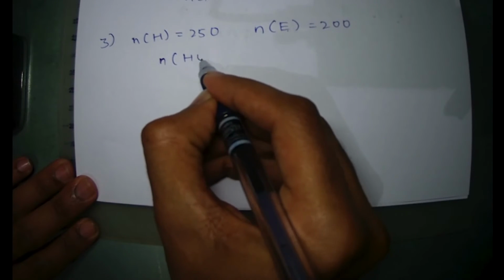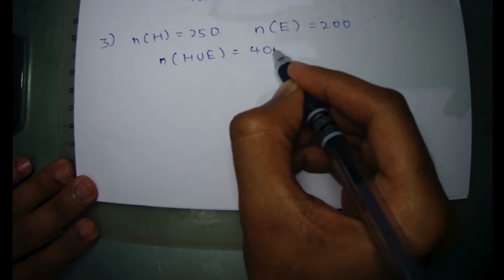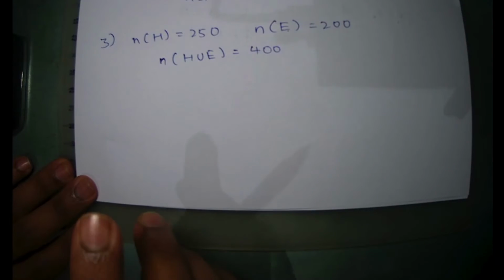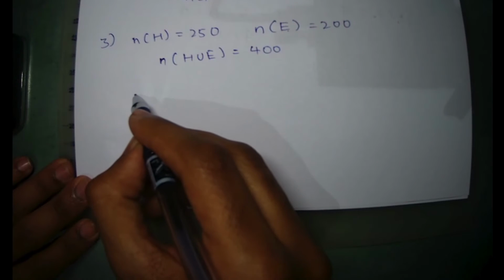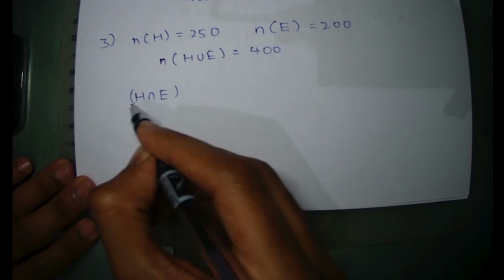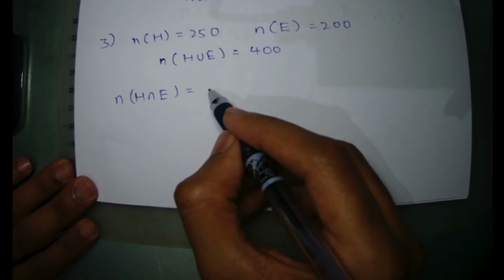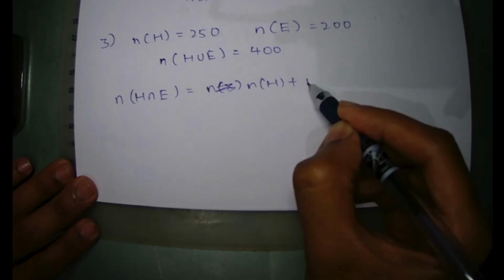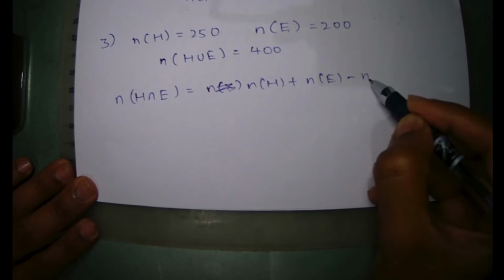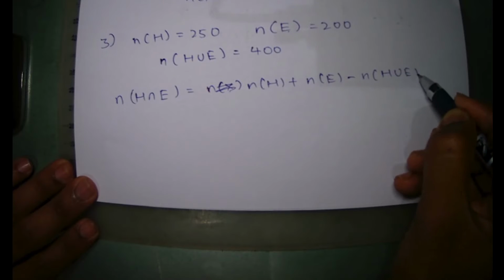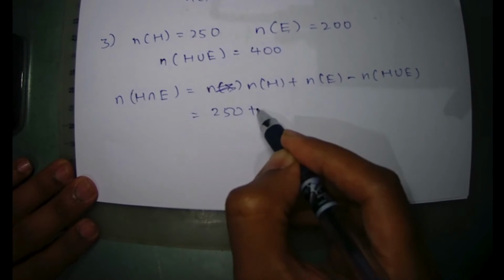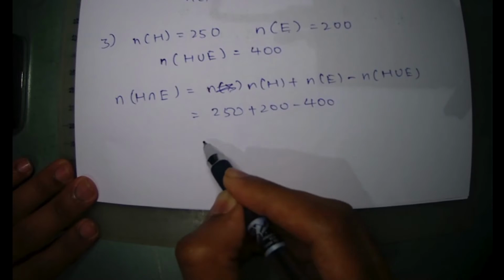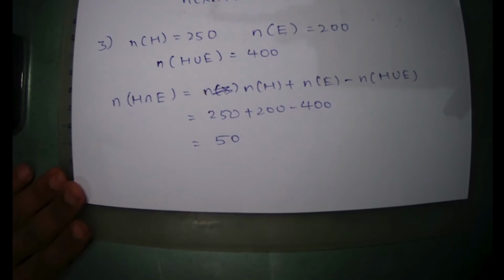So in total we have 400 people. That is nothing but H union E, which is 400 people. We have to find the people who can speak both Hindi and English. That is nothing but the intersection of H and E. Again this is the same as the previous one, which is n(H) plus n(E) minus n(H union E). So nothing but 250 plus 200 minus 400. So we have 50. So 50 people can speak both Hindi and English.